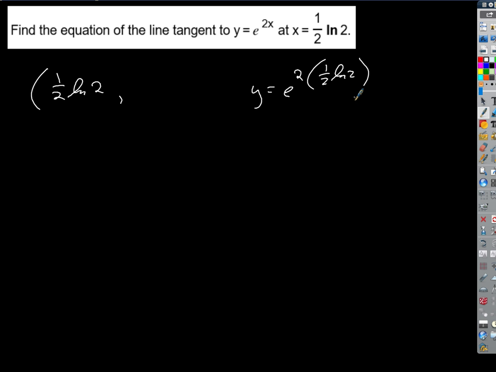I know that probably looks a little bit scary, but all we do is evaluate the function at that value of x. That value of x goes in there for x. And if I simplify that, what is 2 times 1/2 log 2? Just e to the log 2, right?